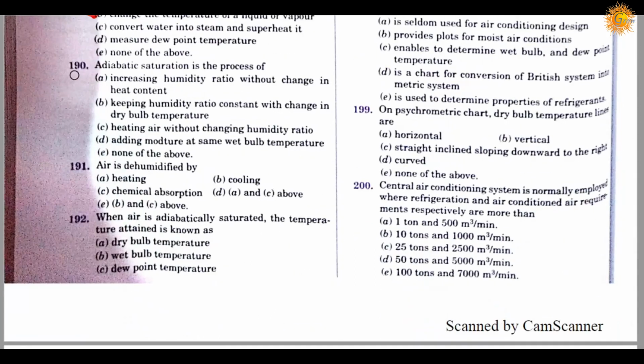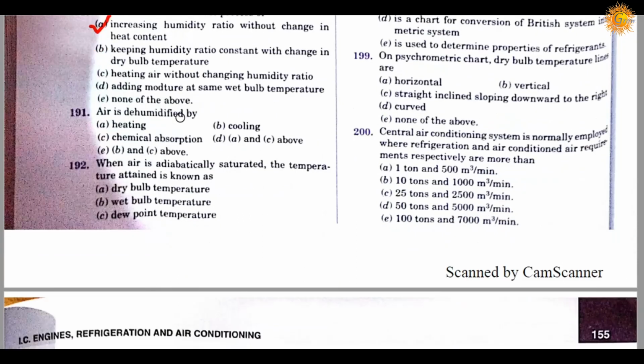Question number 190. Adiabatic saturation is the process of option A increasing humidity ratio without change in heat content, option B keeping humidity ratio constant with change in dry bulb temperature, option C heating air without changing humidity ratio, option D adding moisture at same wet bulb temperature. Option E is none of the above. Correct answer is A, increasing humidity ratio without change in heat content.